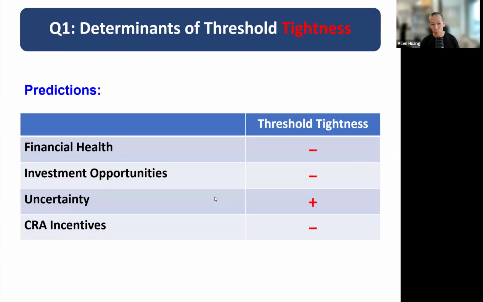So basically, because of the issuer-pay model, if credit rating agencies need to cater to the clients, they should give the clients a looser threshold, a less tight threshold. Ayang, go ahead.